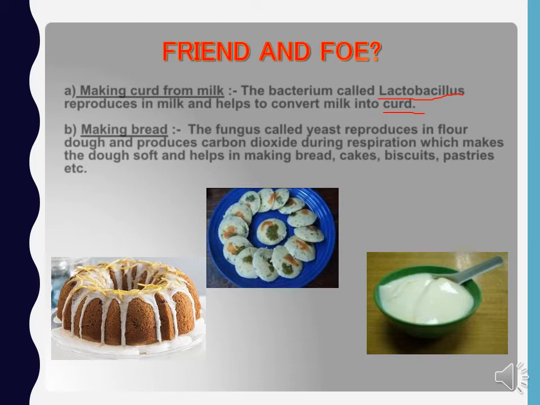The next thing is making of bread. The fungus known as yeast, which we are widely using to make bread and cakes, is a white powder-like structure available in supermarkets and elsewhere. The fungus called yeast reproduces in the flour dough and produces carbon dioxide gas during respiration, which makes the dough soft and helps in the making of bread, cakes, biscuits, pastries, etc.